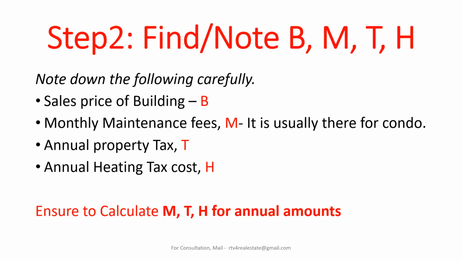Step 2, note down the following carefully. Sales price of building, B. Monthly maintenance fees, M. It is usually there for condo. Annual property tax, T. Annual heating tax cost, H. Ensure to calculate M, T, H for annual amounts.